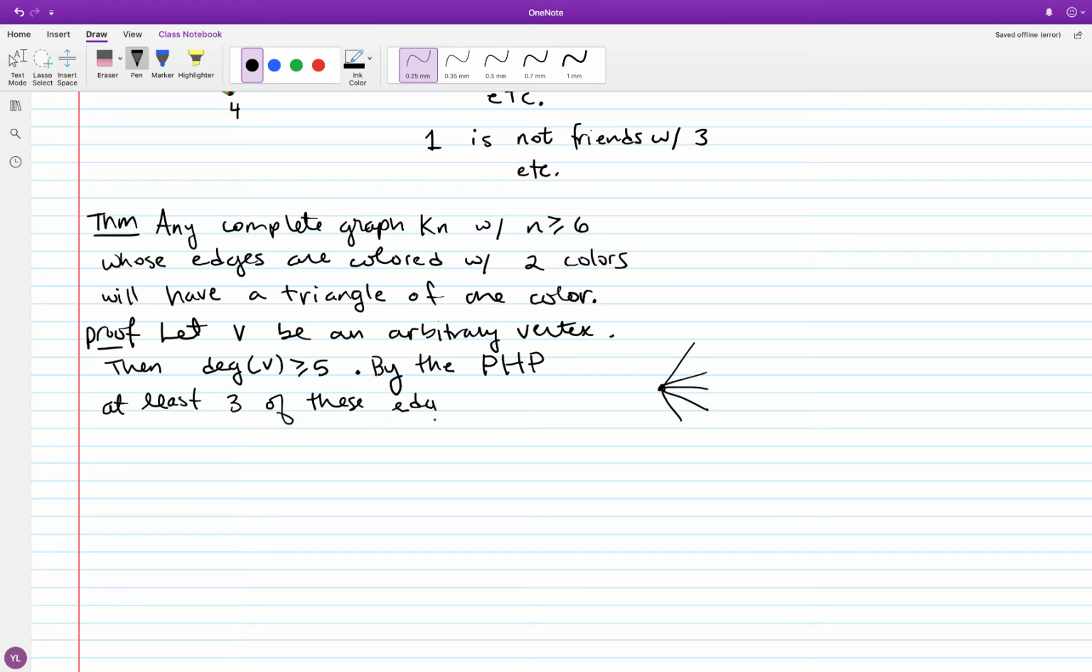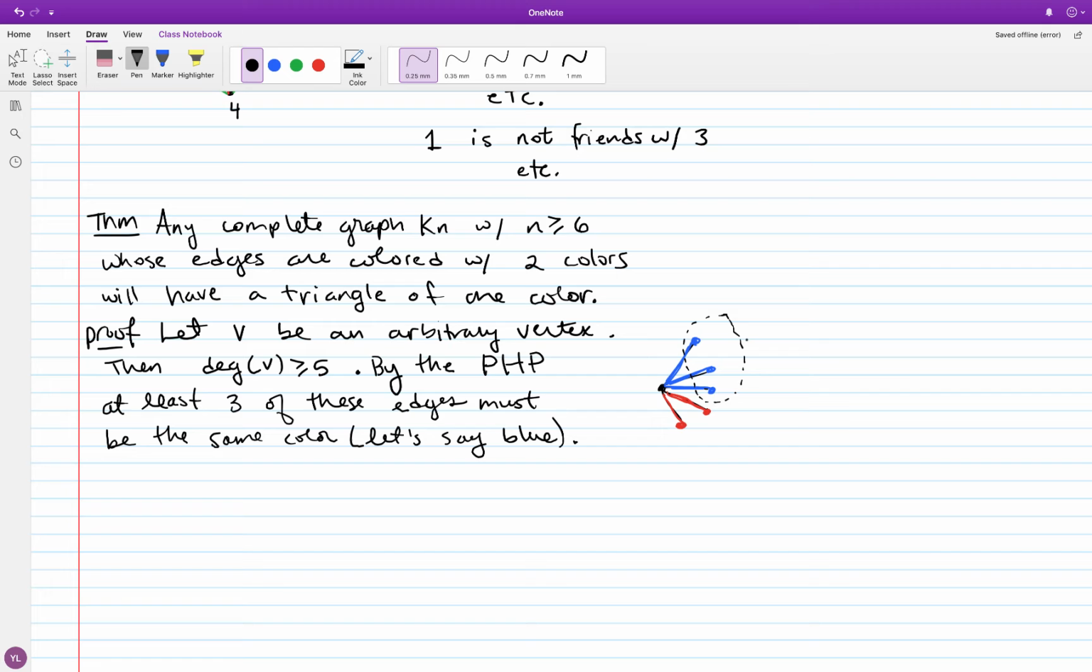Okay, so let's suppose that at least three of the edges are colored with the color blue. So I'll just draw this on the picture over here so I get a visual. But it doesn't matter whether this is 4 blue edges and 1 red edge or something, or all of them are blue. All I'm saying is there are at least 3 that are one color. So let's suppose that these 3 are colored blue.